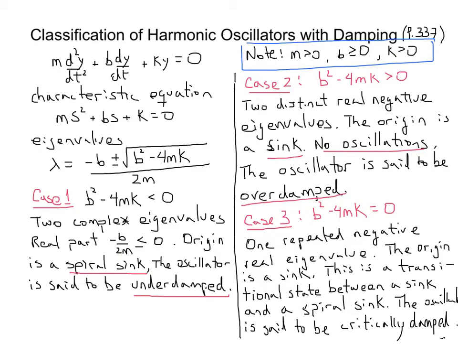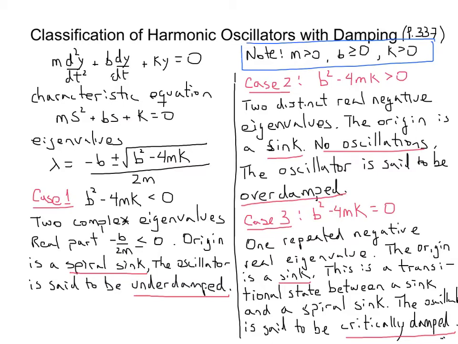The third case earns the name of critically damped, because this is a situation where the argument under the square root is 0. And in this case, we get one repeated negative real eigenvalue. The origin is still a sink. But this is a transitional state between two other situations, between case 1, where we have the spiral sink, and case 2, where we have no oscillations and just a classic sink.